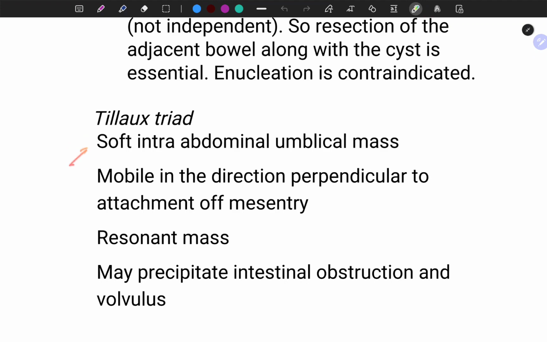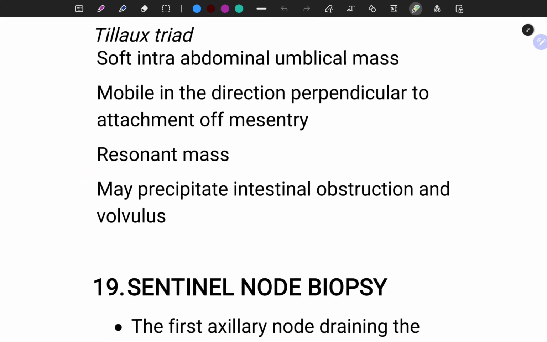A soft intra-abdominal umbilical mass which is mobile in the direction perpendicular to the attachment of the mesentery. Attachment of mesentery is like this. It's mobile in this direction, perpendicular to the attachment of mesentery. Resonant mass. It may precipitate intestinal obstruction and volvulus.